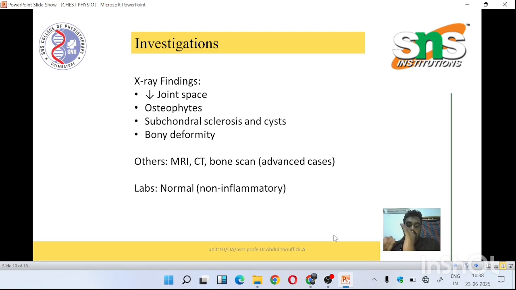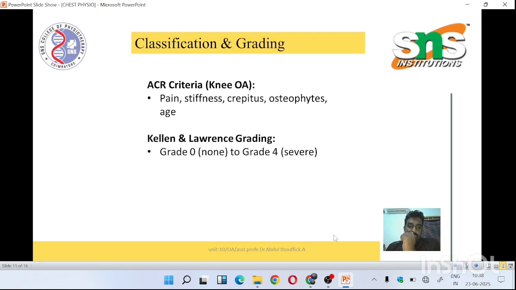Classification and grading for knee joint OA. ACR criteria, and the Kellgren-Lawrence grading method: 0 is normal, 4 is severe. 0, 1, 2, 3, 4: normal, mild, moderate, severe, with joint space narrowing and joint space irregularity may be present.